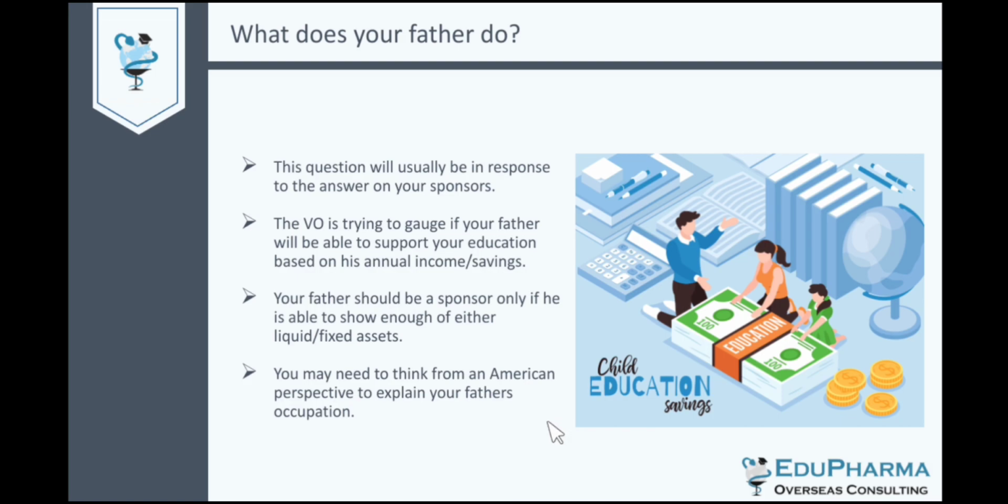So in this case, it will also help you to have your parents' or your sponsor's income tax returns, a copy of that, so that it can show exactly how much they are able to earn over the last few years, and that can add as a supportive document for your visa interview.